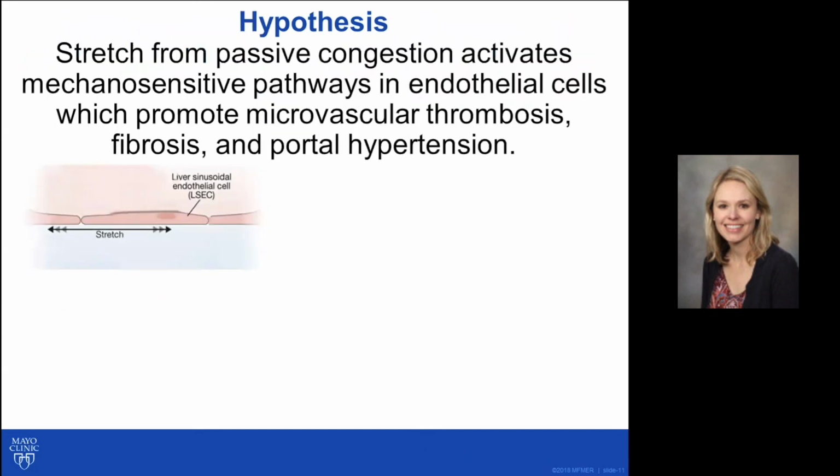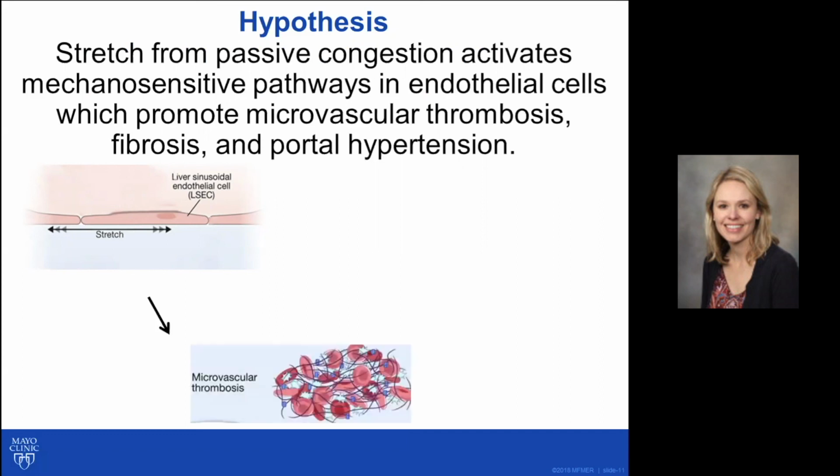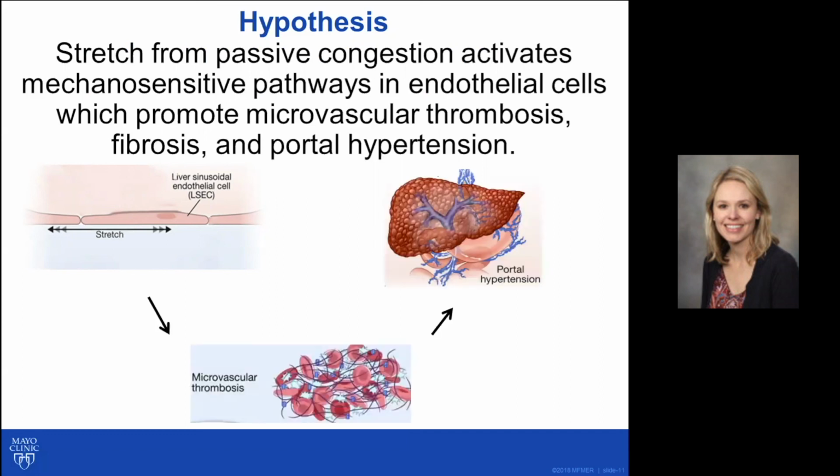Having identified a role for sinusoidal thrombosis in the pathophysiology of fibrosis and portal hypertension in congestive hepatopathy, we next examined the role of mechanical forces imposed by congestion on liver sinusoidal endothelial cells, which are the primary sensors of disturbances in the hepatic circulation. We hypothesized that stretch from passive congestion activates mechanosensitive pathways in endothelial cells, which promote microvascular thrombosis, fibrosis, and portal hypertension.